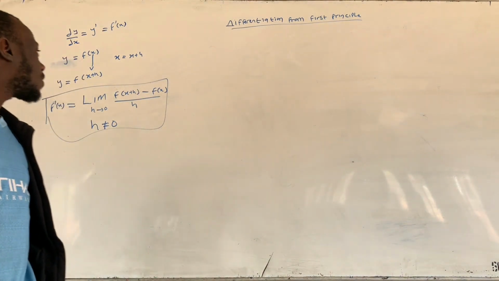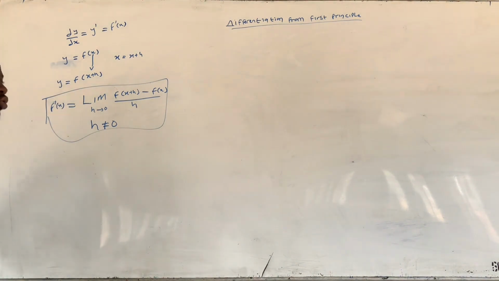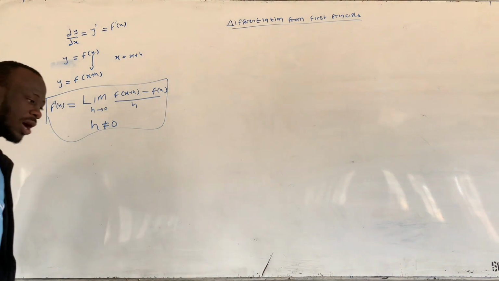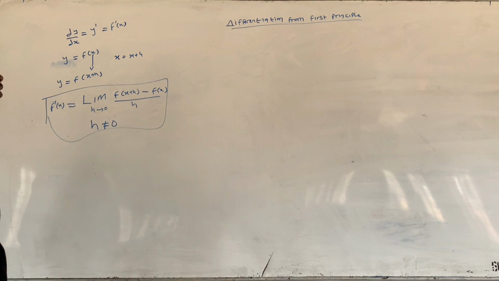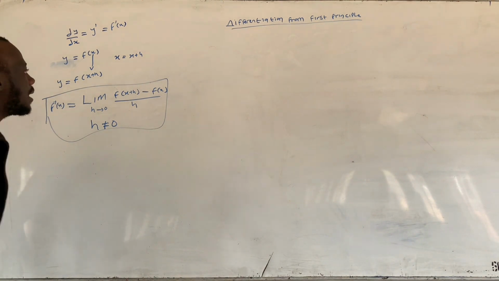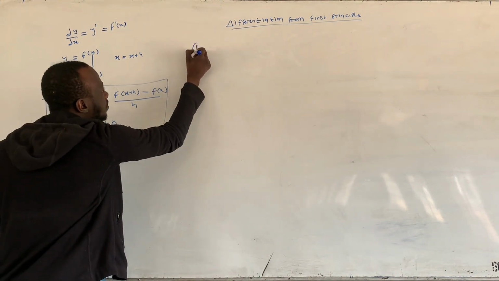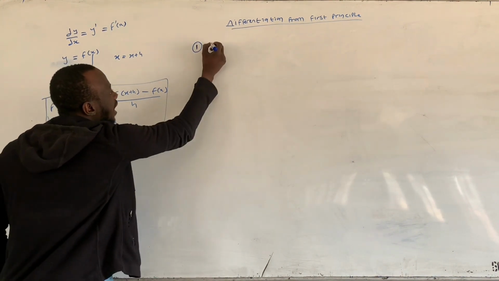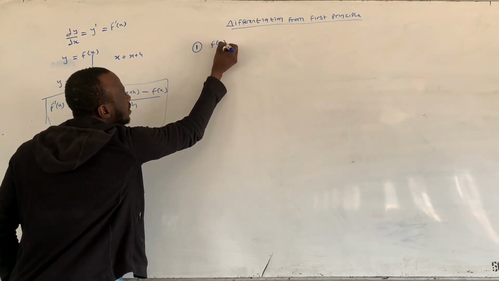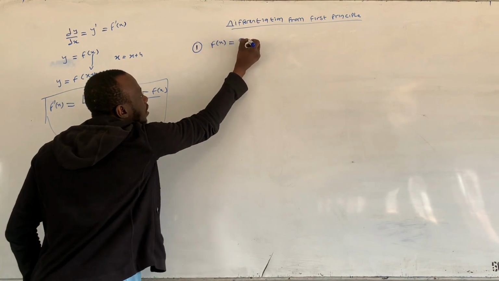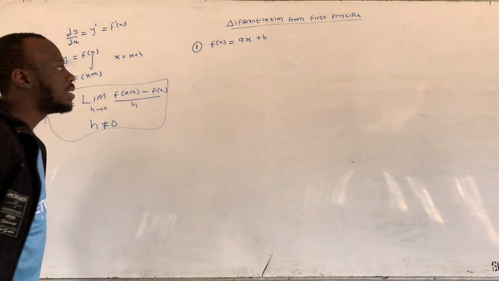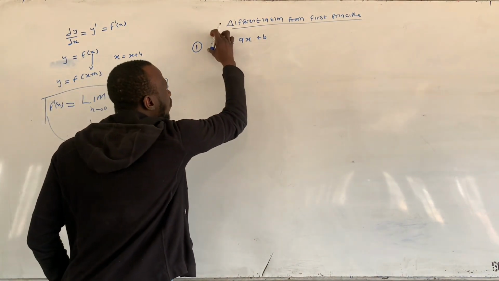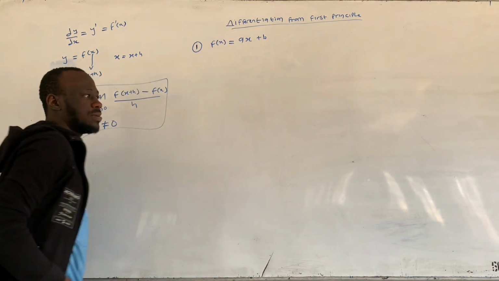So we can use first principle to solve problems related to differentiation, any kind of problem, either from multiplication, quotient, or even summation. Now, for example, let's assume we have f of x equals ax plus b. This is our first equation, that is f of x.